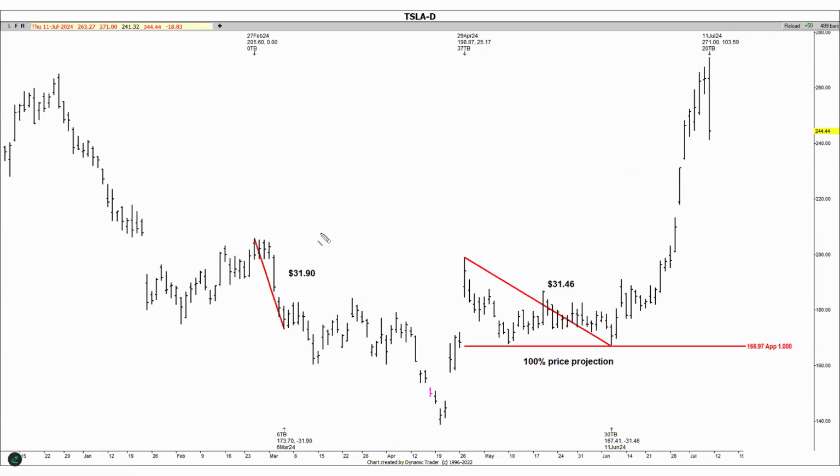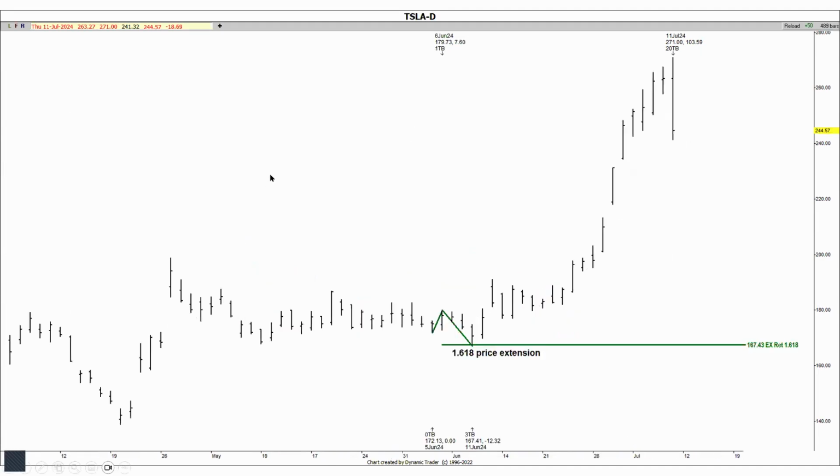On the same daily chart in Tesla, I took another prior high to low swing and found a projection. I projected from this high, again, for possible support. That came in at 166.97 area, another 100% projection. And again, these 2 swings are kind of similar. Let's move on. This is the same chart. This is actually a more minor swing that I used, but it still counts. This little minor low to high swing, 1618 extension of it came in at 167.43. Okay, so we've got 3 price relationships that came together so far.